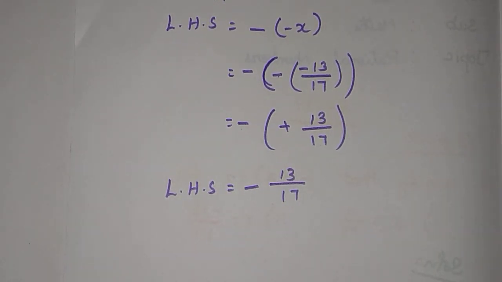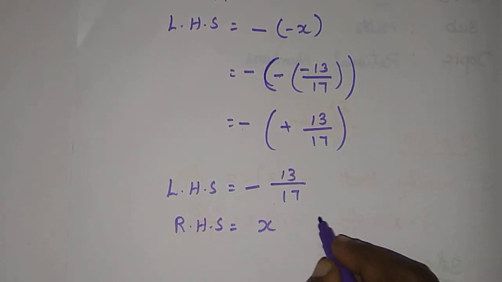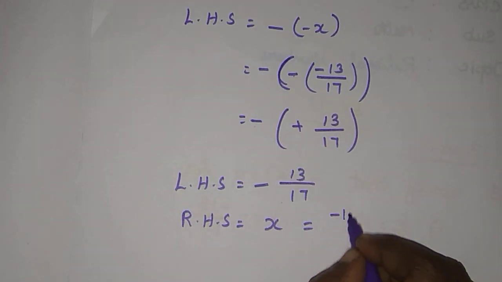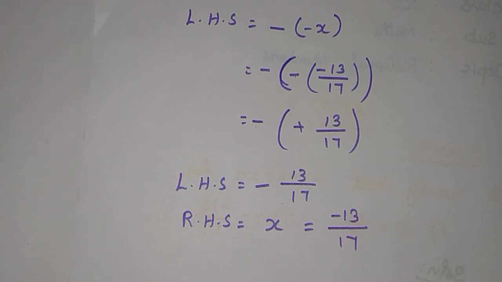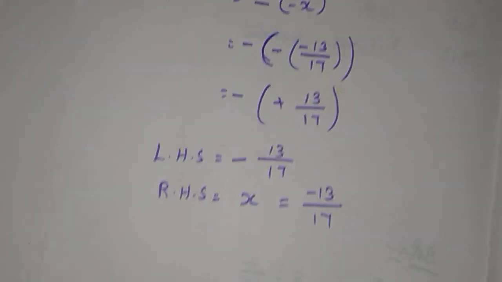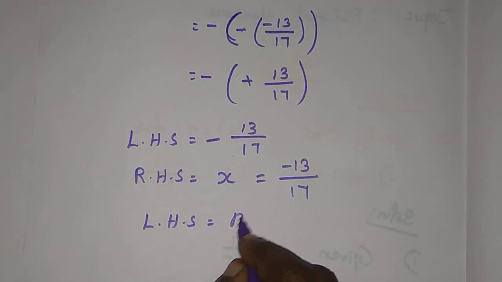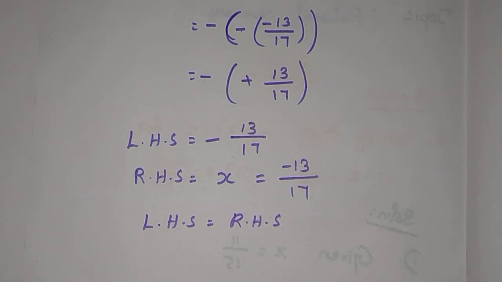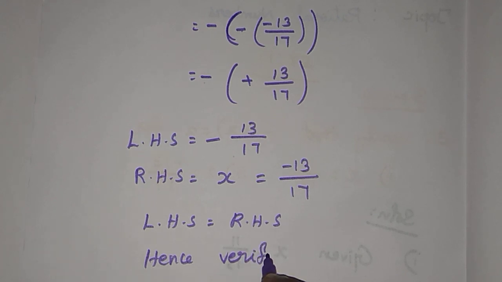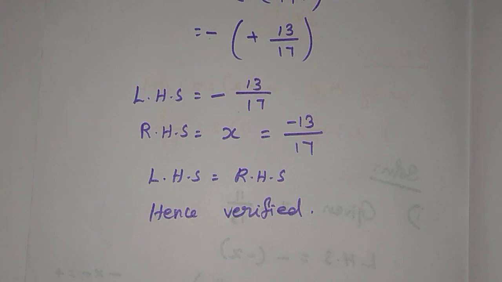Now we will take the right hand side in the equation. The equation right hand side is x. What is the value of x in this sum? Minus 13 by 17. Minus 13 divided by 17. So both values are equal. Left hand side is equal to right hand side. So now write left hand side is equal to right hand side. Both sides are equal, so hence verified. So that's all in this sum, that is 3 mark.